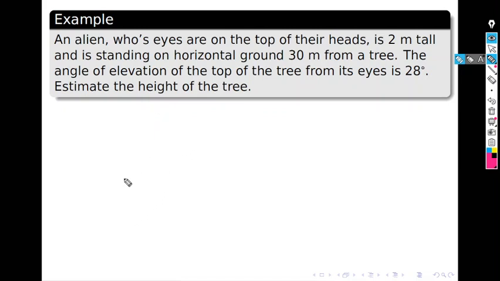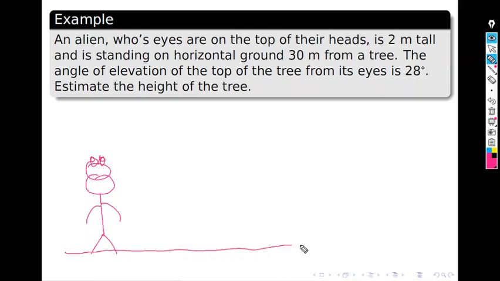Okay, so we're told that we've got an alien who apparently has at least one head. It says heads, so it must have two heads, right? And then it's got eyes. Here are his eyes. And there's its body. Your drawings don't have to be too artistic, but take some pleasure in your work. We got ourselves a tree.